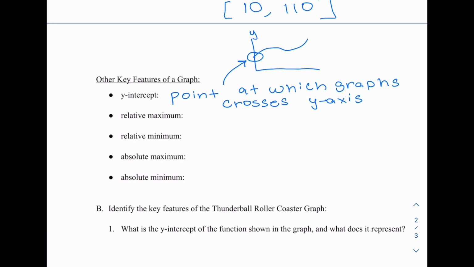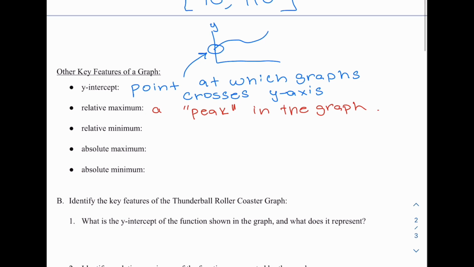A relative maximum is a peak in the graph. So whenever you see your graph go up like a roller coaster and make a peak, that is known as a relative maximum. A relative minimum is a valley in the graph.